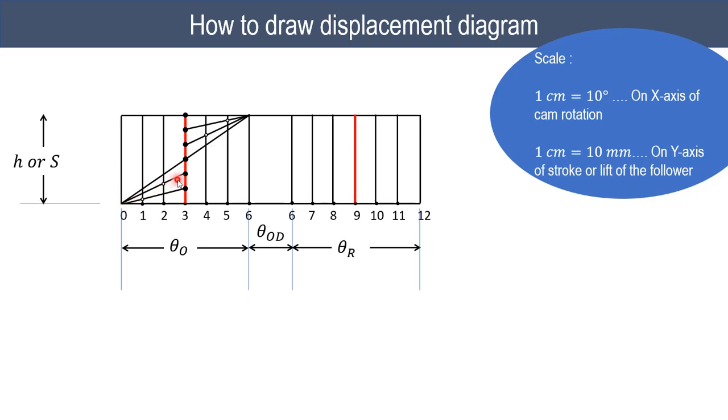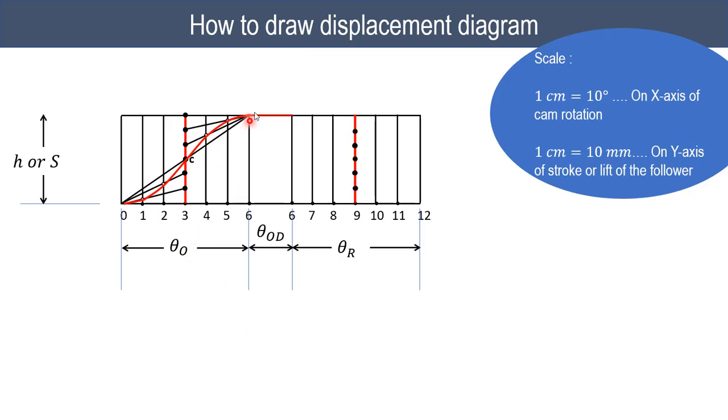Then this line will intersect the second vertical line at this point. Third is already intersecting over here. Fourth vertical line will intersect this fourth line which we have drawn, and fifth vertical line will be intersecting over here, correct, like this. And now draw a smooth curve passing through this. So this is the uniform acceleration and retardation during the outstroke.